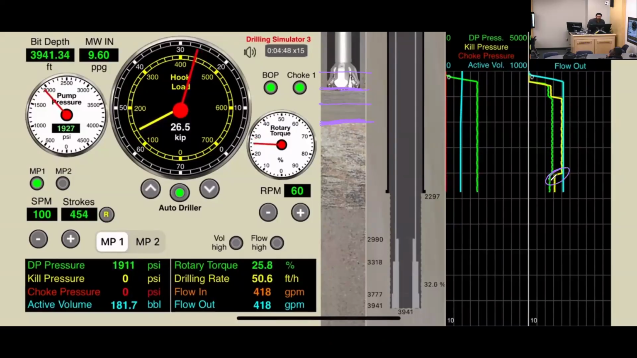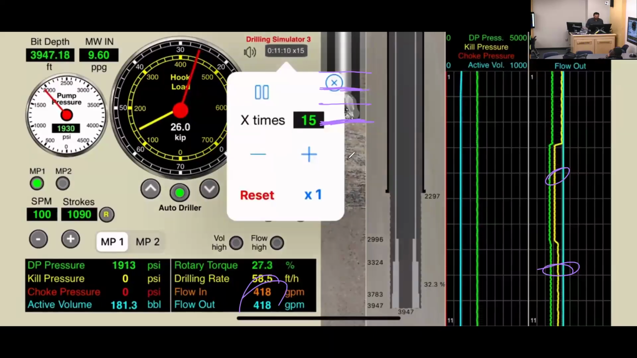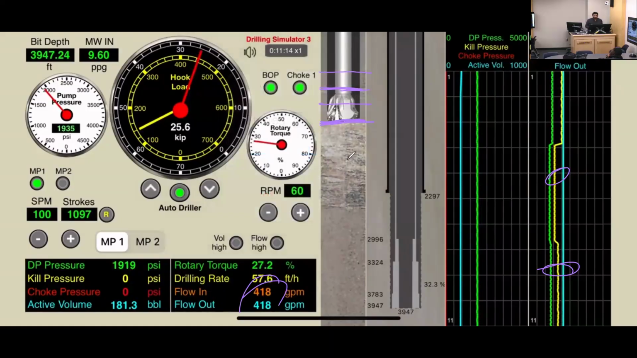Yeah, it went down. But my flow in equals flow out, so I'm good. Everything else looks okay. Now it's going to go up. This is a soft formation that we're about to get into, so ROP will go up a bit. But my flow out is good, so I don't stop. I will soon get a kick after I pass that marble-looking section, so I slow the simulator down.